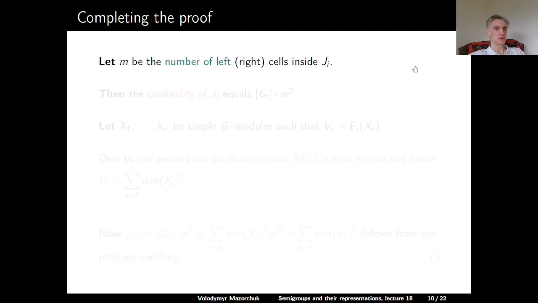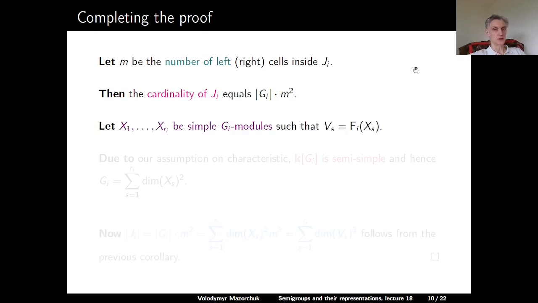Okay, so let m be the number of left or right cells inside this J_i. Then the cardinality of J_i equals m squared times the cardinality of the H cell, and that's the cardinality of G_i. Let X_1 and so on X_{r_i} be a complete list of simple G_i modules. And let's choose them so that our simple module V_s with apex G_i is equal to F_i applied to X_s.